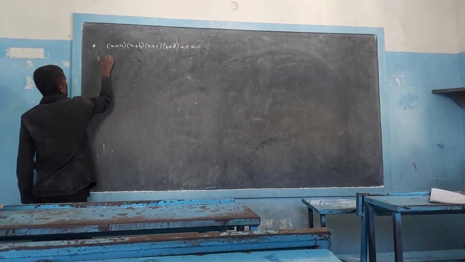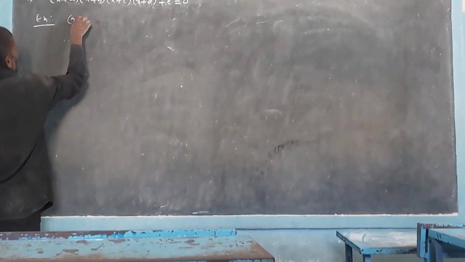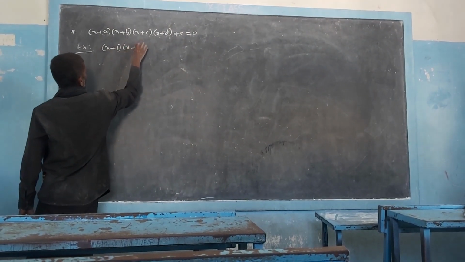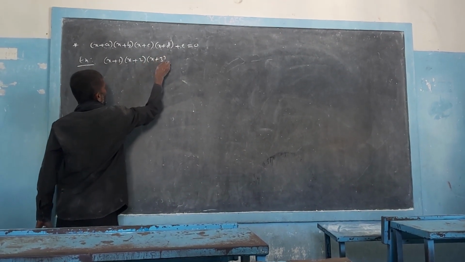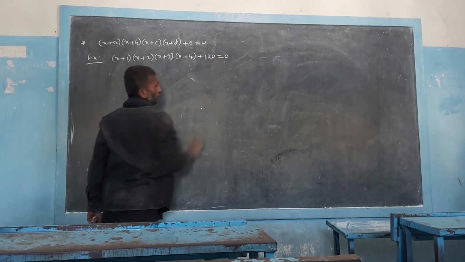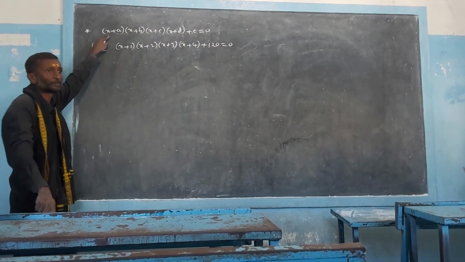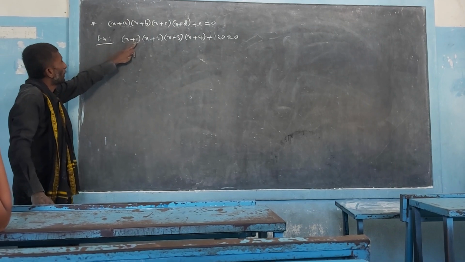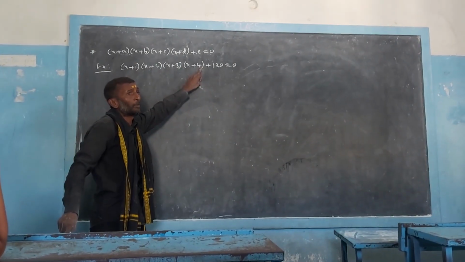Now look here. For clarity, I am taking one example here. Look at the board, all of you, please. I want to solve x plus 1 into x plus 2 into x plus 3 into x plus 4 plus 120 equals 0. So I have one equation here. Clearly, this is in this form. Now once you check a, b, c, d, where do we get the sum?